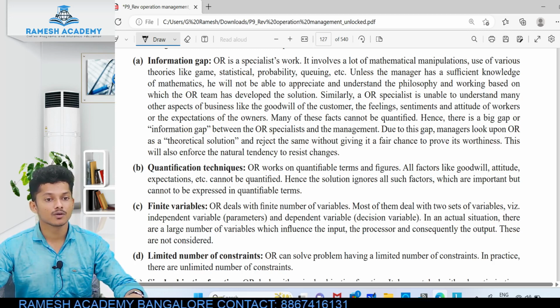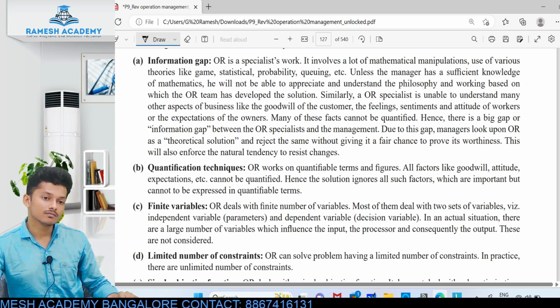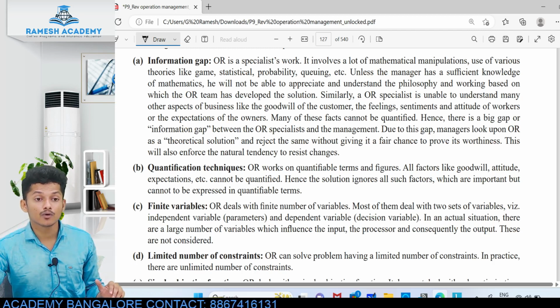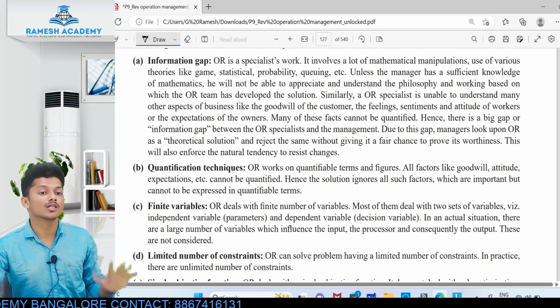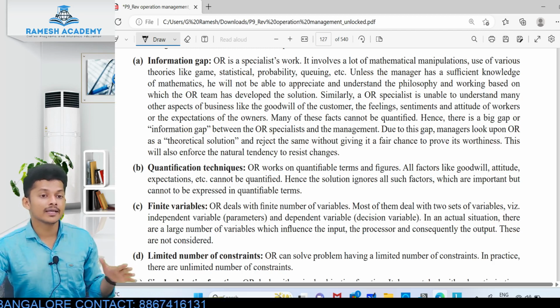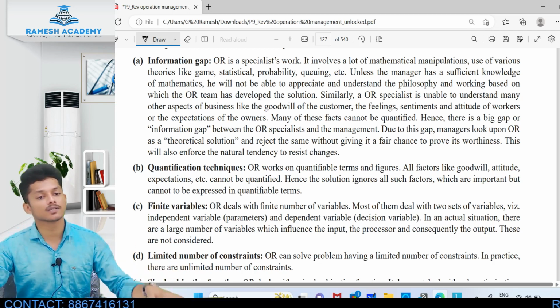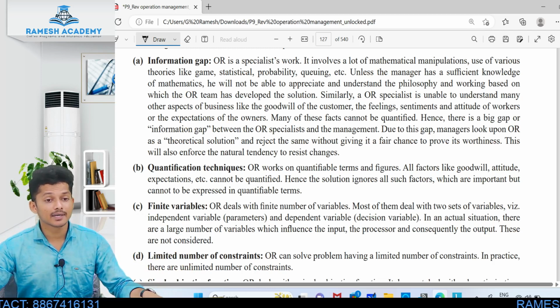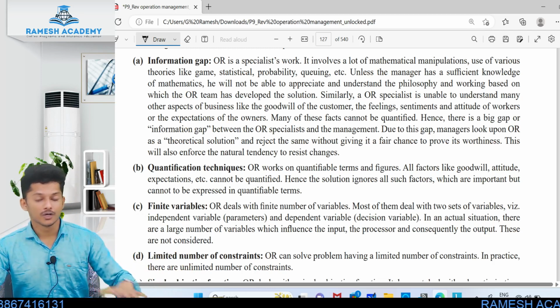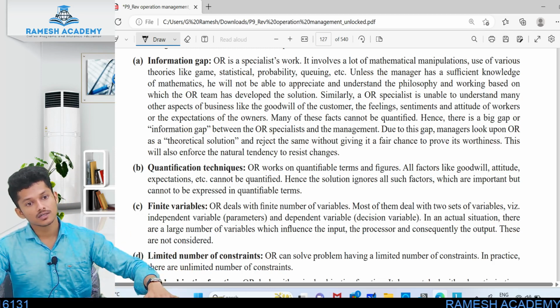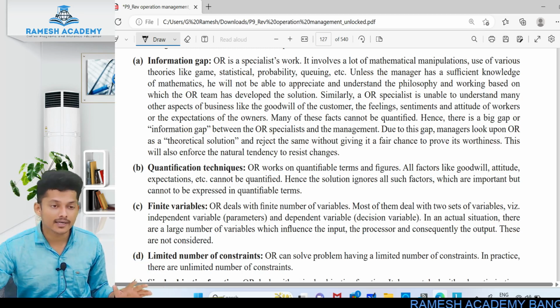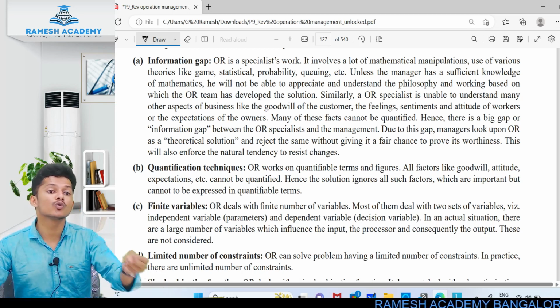Information gap. Okay. Suppose, as I am teaching, it's not a rule that I would know all the topics. Being a student, you would know more than me. Maybe not in this subject, but in another subject. As a teacher, I should not brush you off by saying, no, you should listen to this and you should do this. It is not properly correct. I should give you a chance to prove your worthiness.